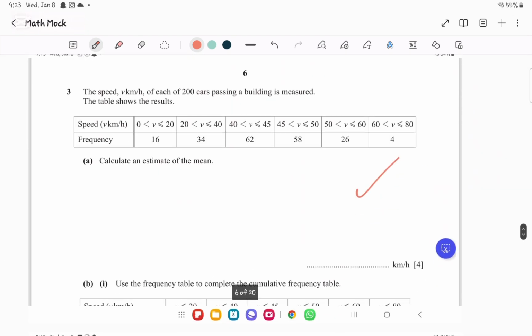First, we're going to find the mean. How do we do the mean? First, we find the mid-interval. Then after we find the mid-interval, we multiply by the frequency, then divide by the total frequency. So after doing that, you are going to get an answer of 41.4.